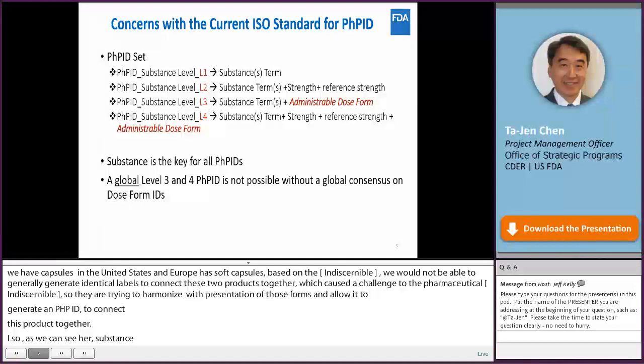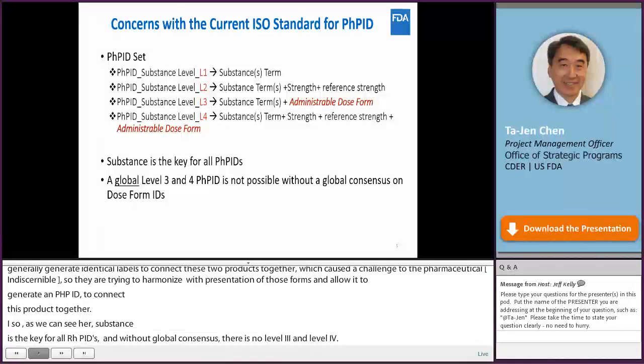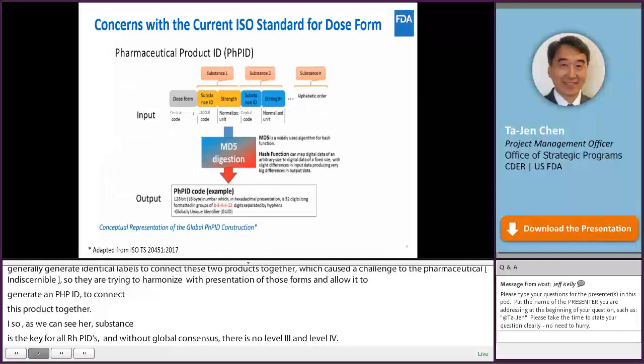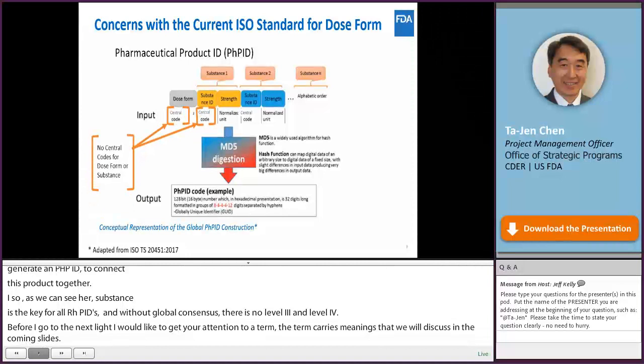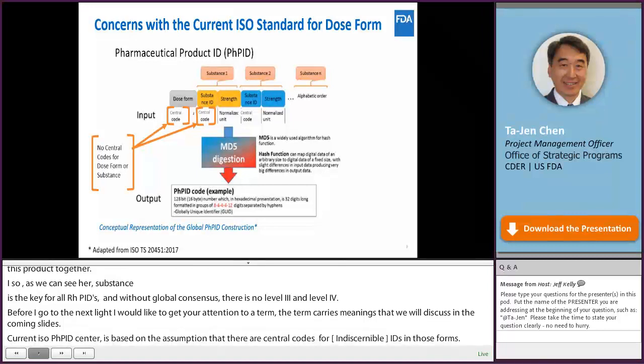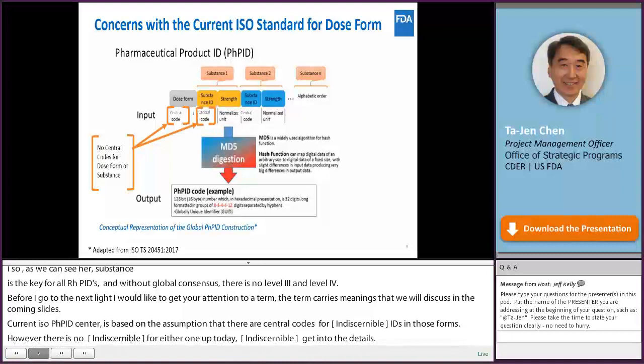Before I go to the next slide, I'd like to get your attention on the term administrable dose form for level 3 and level 4, because the term carries some meaning that we will discuss in the upcoming slides. Current ISO PhPID standard is based on the assumption that there are central codes for substance ID and dose form. However, there's no agreed central code for either one as of today. There are efforts trying to get to global substance ID, and then we will get into the detail later. I'm going to focus on the effort to harmonize regional dose form for the generation of global PhPID.